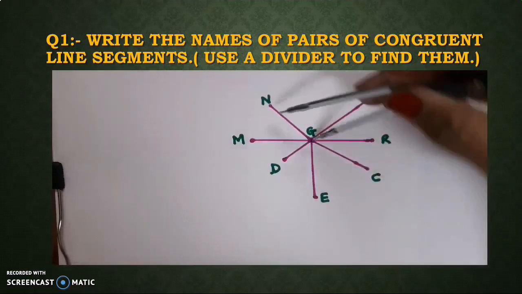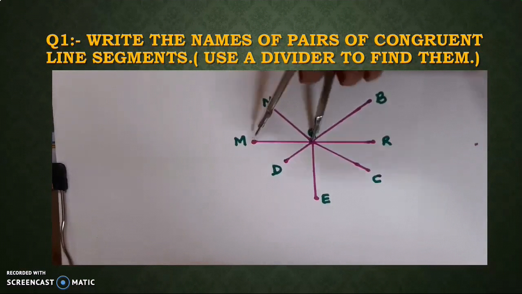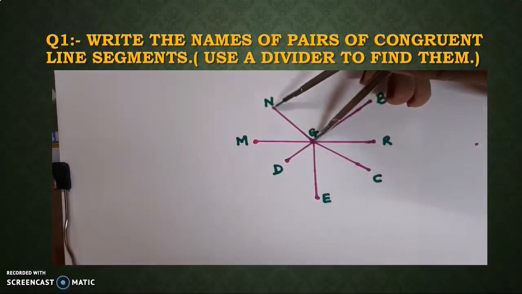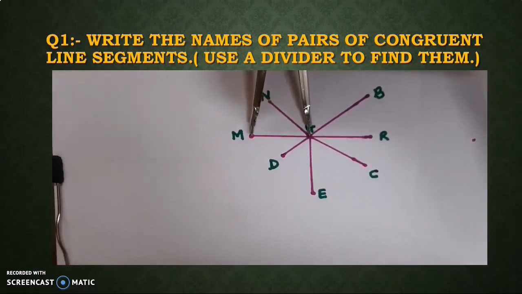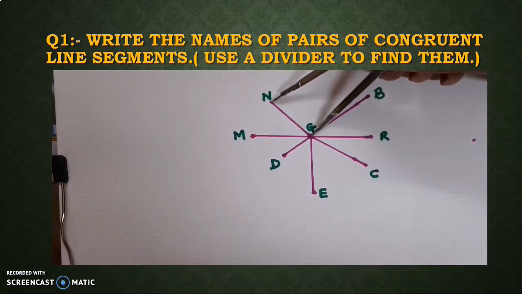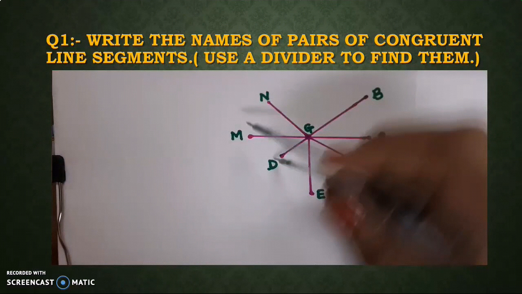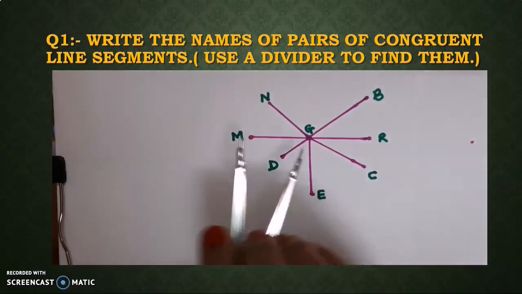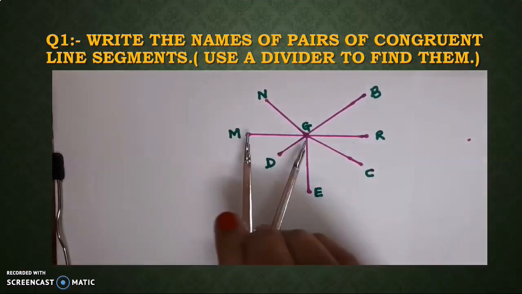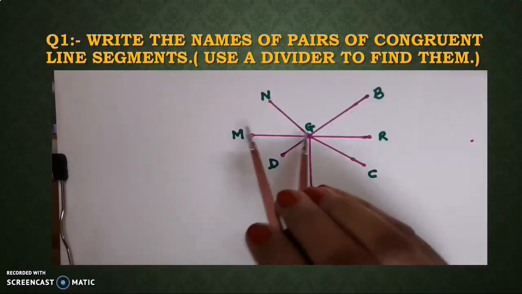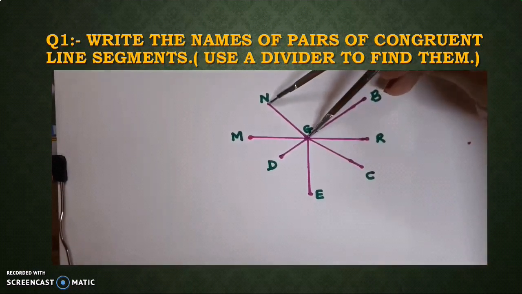We will keep it on one point and we will open it till another point. So now this is the length of GM. With this same measurement we will see whether GN also has this measurement. Yes, whatever length is of GM, if I rotate and bring this till the end point, the measurement is the same. So from this we got that the length of GM and the length of GN is equal. So we will write that the lengths of both segments are equal, which means GM and GN are congruent segments.